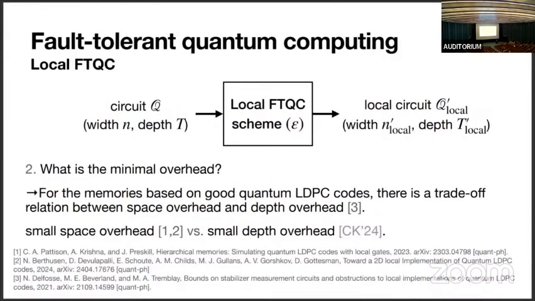And you can also talk about overheads. As we discussed yesterday, for a good quantum LDPC code or constant rate LDPC codes, there is a trade-off relationship between space overhead and depth overhead. So if you minimize one of the overheads, then you certainly have to have a certain amount of the other overhead. Yesterday's talk tried to minimize the space overhead. Compared to that, in our work, we try to minimize the depth overhead while increasing the space overhead.